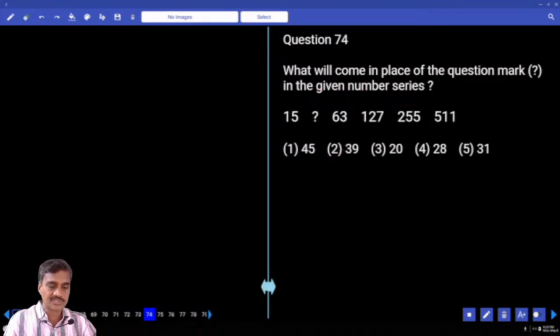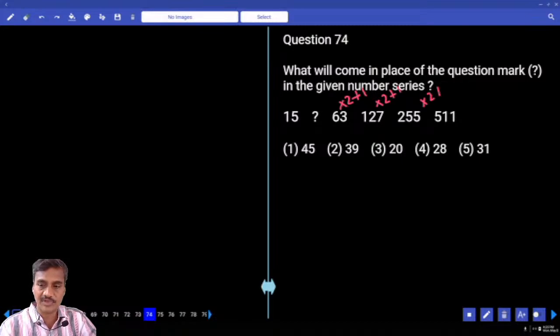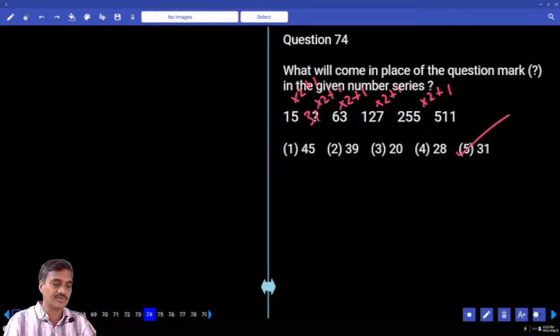74. Now in this 74, 63 into 2, 126 plus 1. 127 into 2, 254 plus 1. 255 into 2 plus 1. 15 into 2, 30 plus 1, 31. 31 into 2, 62 plus 1, 63. And 31, choice 3 for 74.